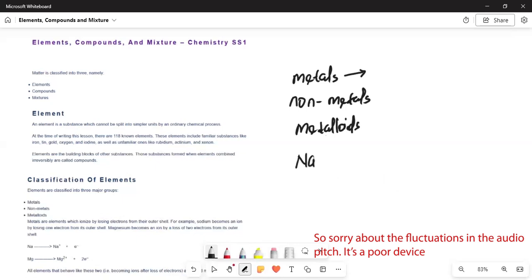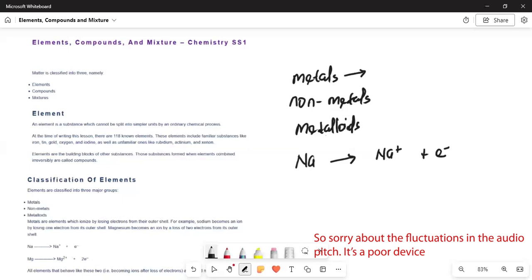Sodium in its natural or neutral state is written with the symbol Na. For sodium to become an ion, one electron has to be lost from the outer shell. Once that electron is lost, sodium becomes a charged particle, the sodium ion, and the electron that is lost is e minus. In its natural state, it has 11 protons and 11 electrons. But the moment it ionizes, one of the electrons is lost.